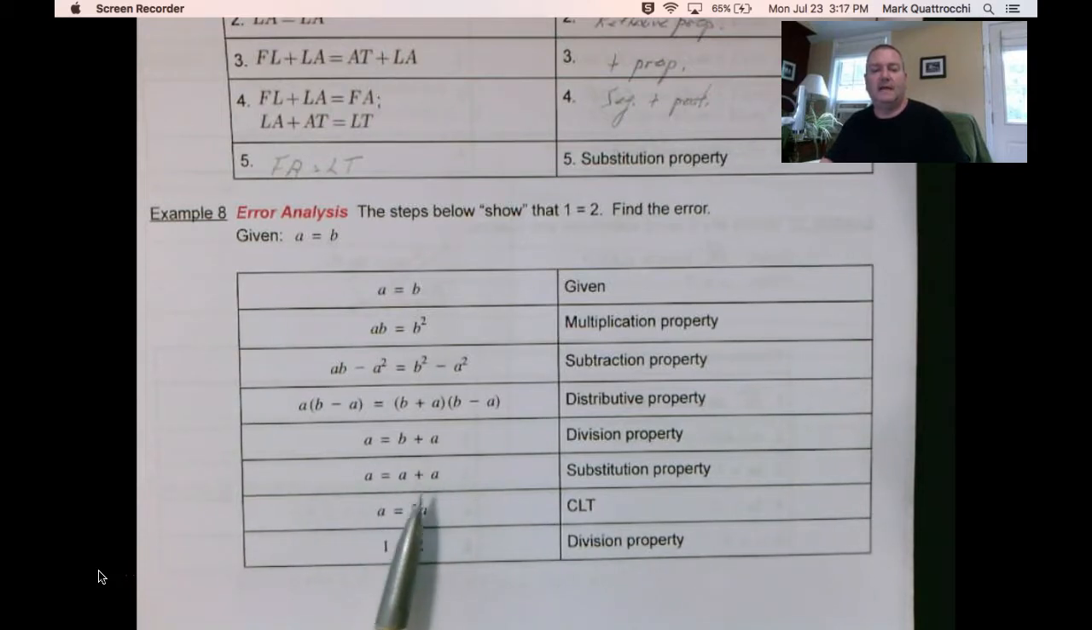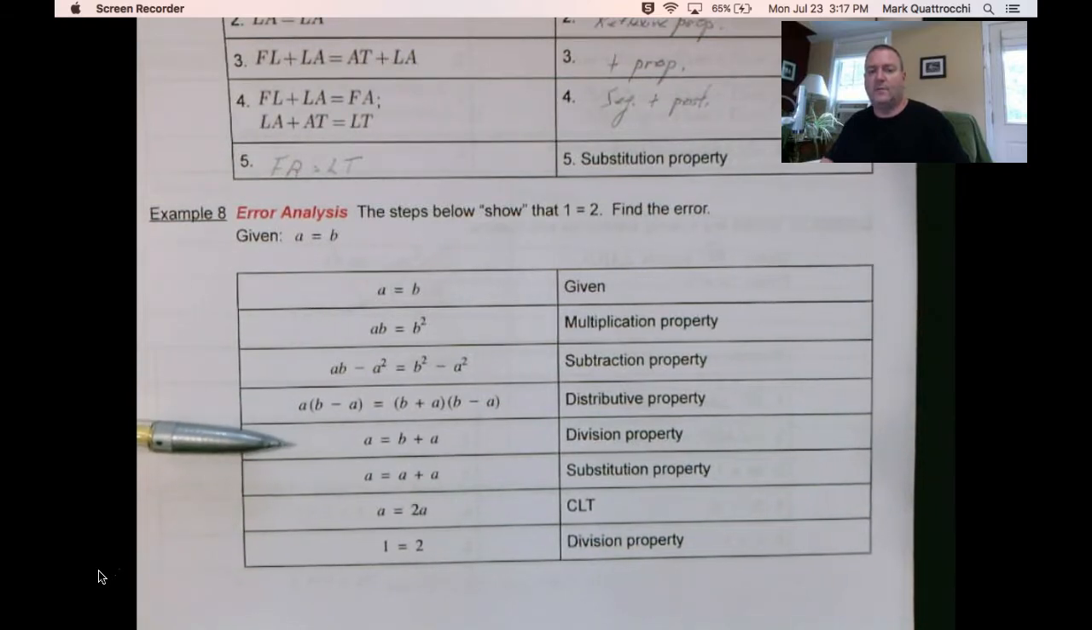A plus A is 2A. Combining like terms. Divide both sides by A. A divided by A is 1. 2A divided by A is 2. Division property. Seems like 1 equals 2. But there is a mistake in here that we have to figure out what it is. Okay? And the mistake occurs right here when we go from statement 4 to statement 5.